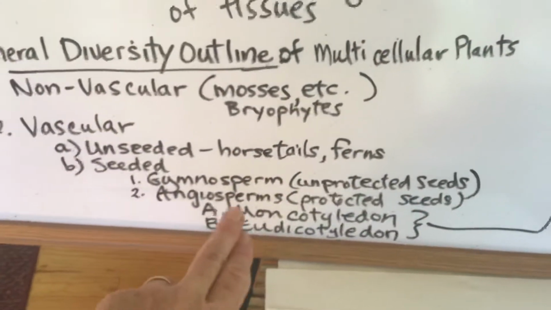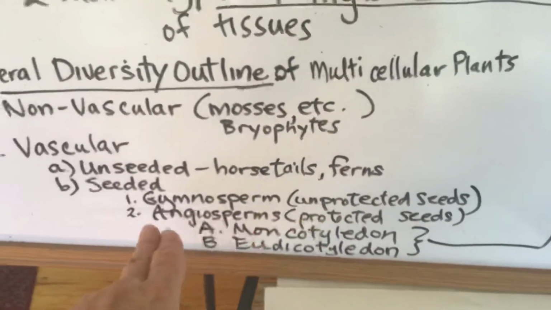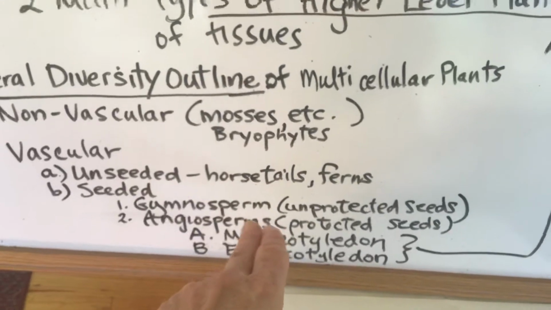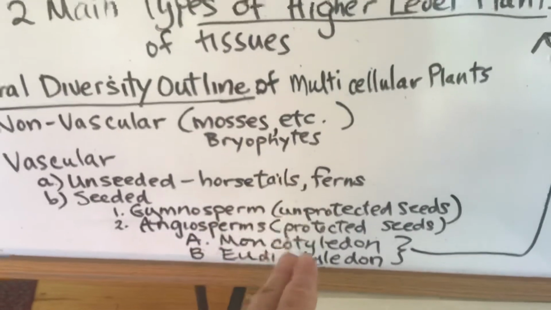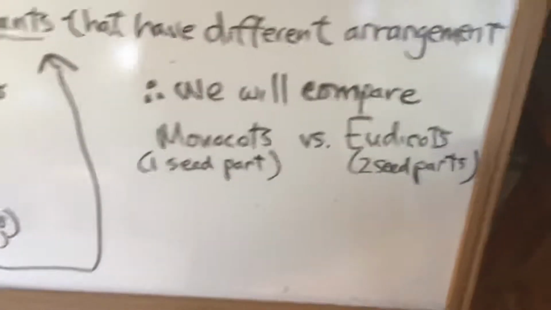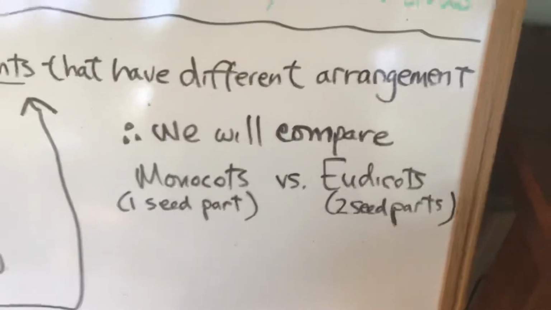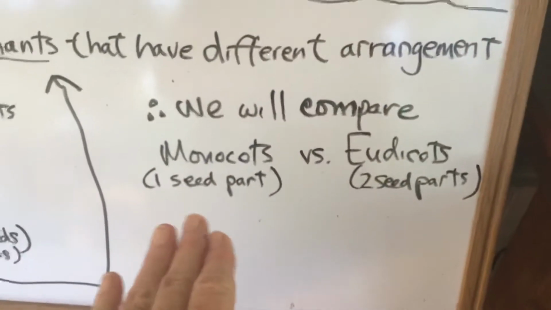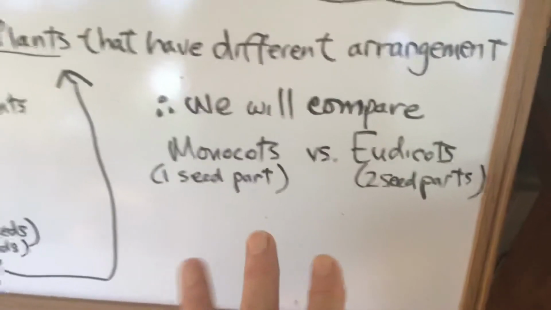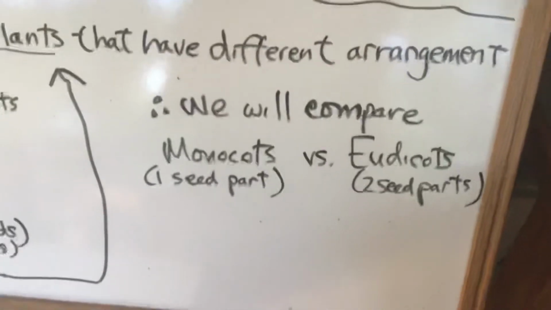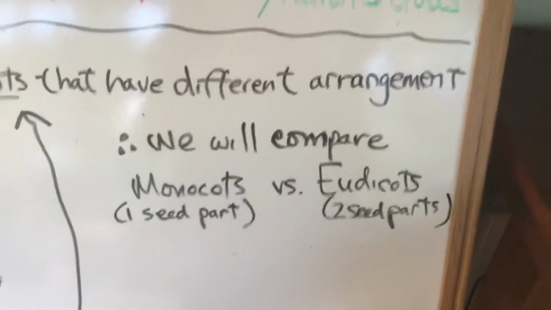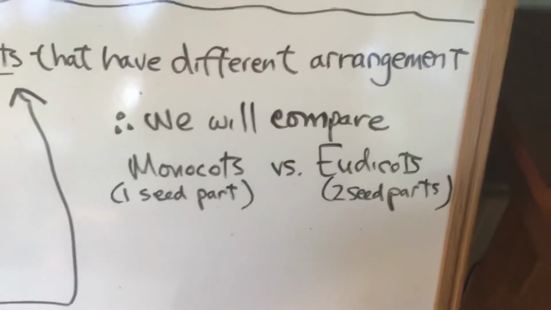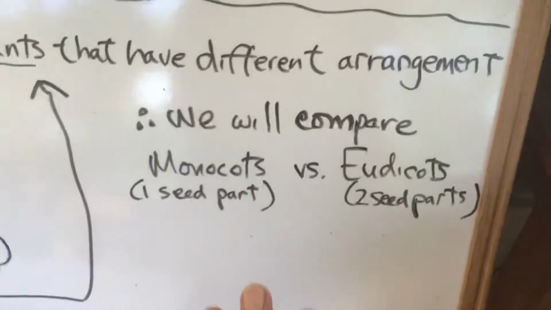But then the two main groups under angiosperms, which is also called anthophyta, which means flowering plants, are monocotyledon and eudicotyledon, otherwise known as monocots and eudicots. Mono literally means one seed part, and eudicot means two seed parts. When we talk about on a micro level what the seed structure is, you will see why that is. But mainly these are the two higher level groups of plants.